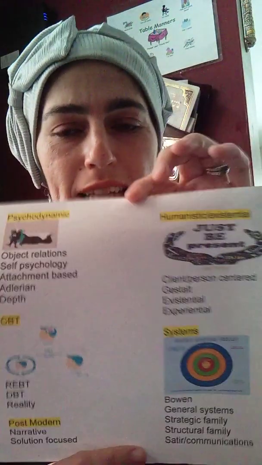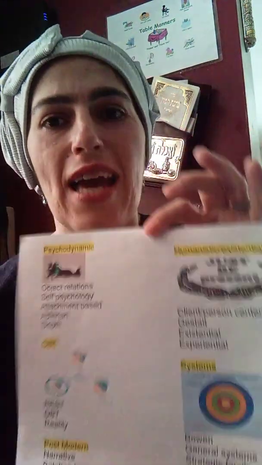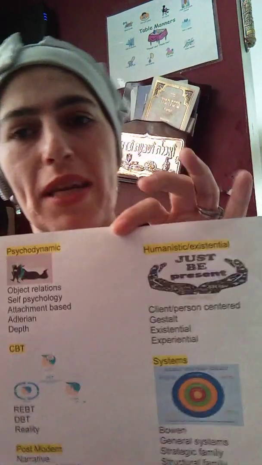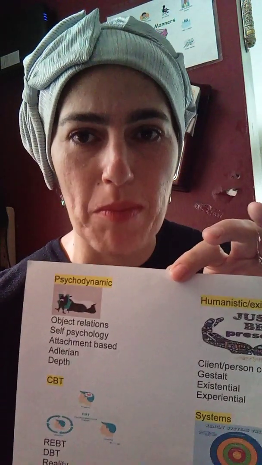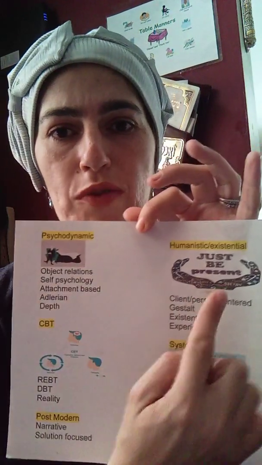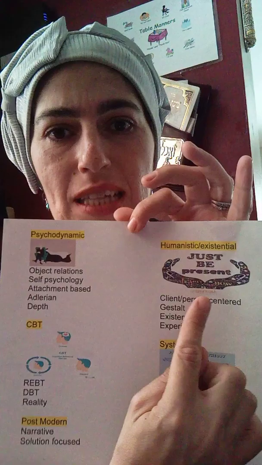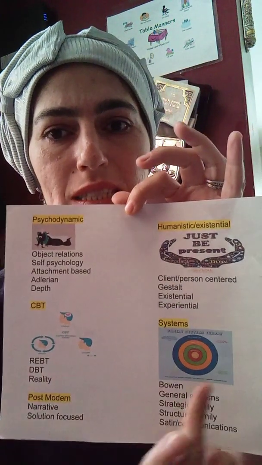So today I wanted to discuss our different family therapy theoretical approaches. I had mentioned before that I tried to make them into subcategories to better help me remember them. So I divided them into 5 groups: psychodynamic, humanistic, experiential, CBT, systems, and postmodern. Today I wanted to discuss some of the ones related to systems, which under systems we have general systems, Bowen, strategic family therapy, structural family therapy, and Satir family therapy.